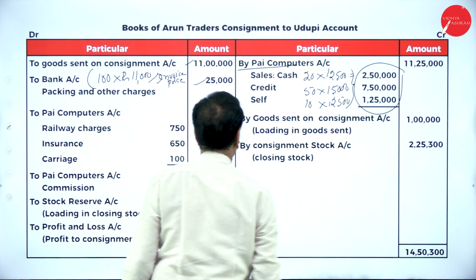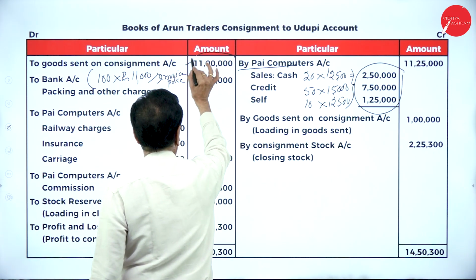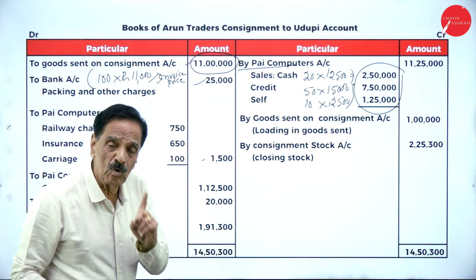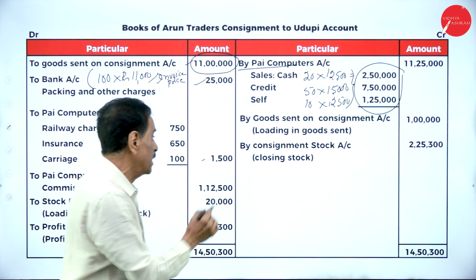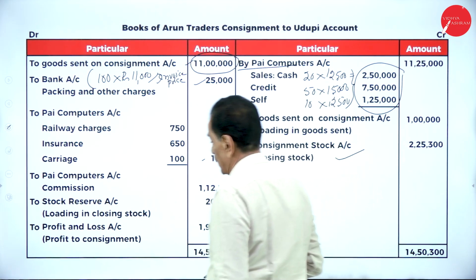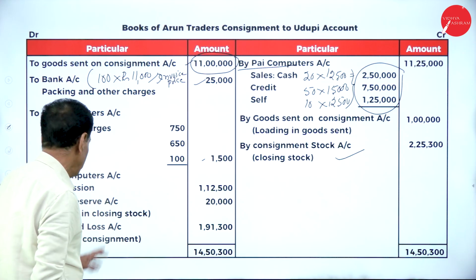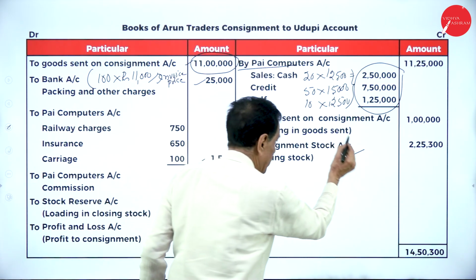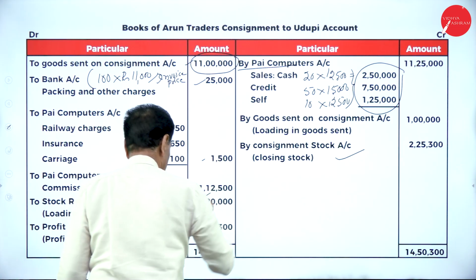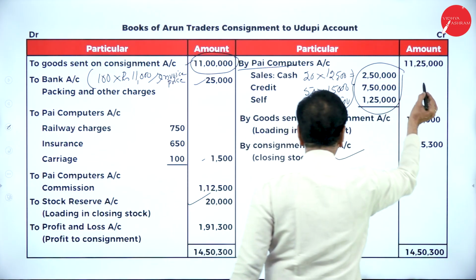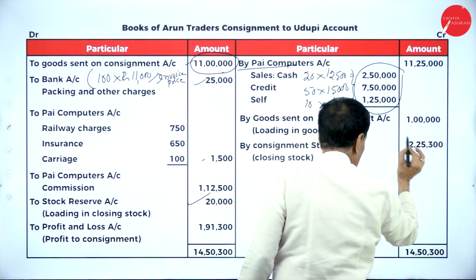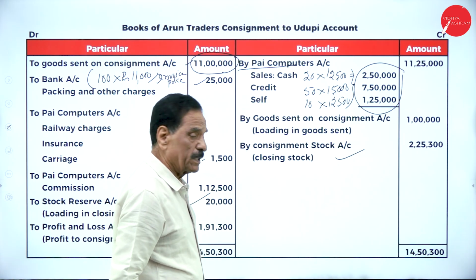This is the stock reserve on goods sent on consignment. Real cost is 10 lakh, but you are showing 11 lakh. How much showing more? 1 lakh. That's called the stock reserve. The consignment stock you have calculated, so here is the stock reserve on closing stock. How many computers left over? 20 into 1,000, that is 20,000. This is the stock reserve. So the sales are 11 lakh, unsold goods 2 lakh 25,300.